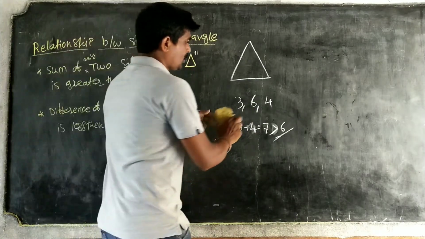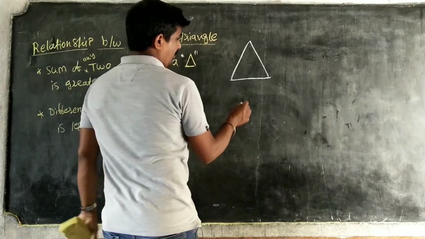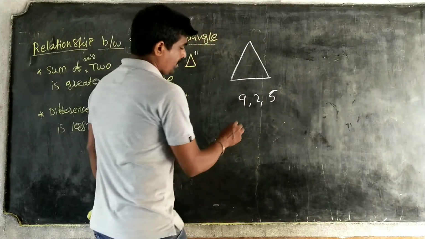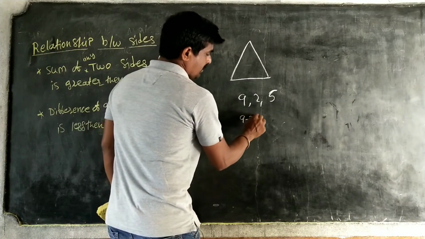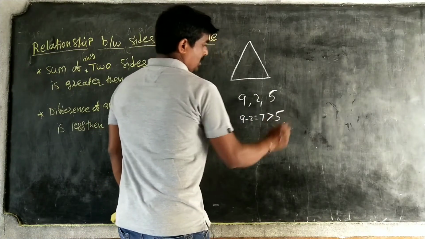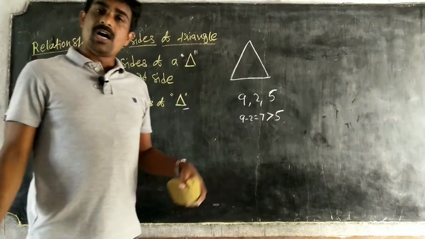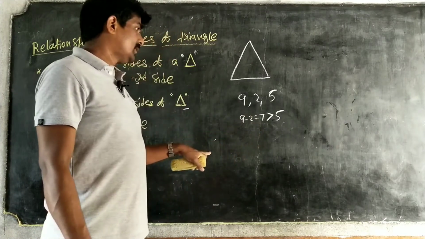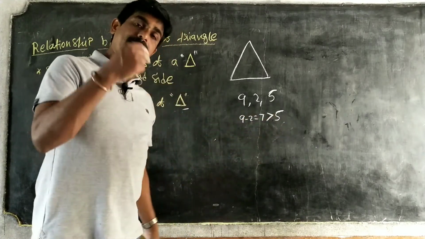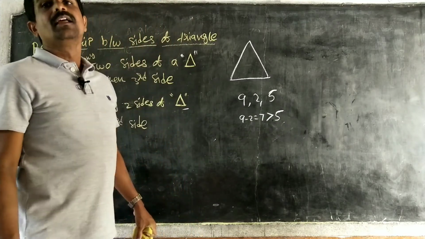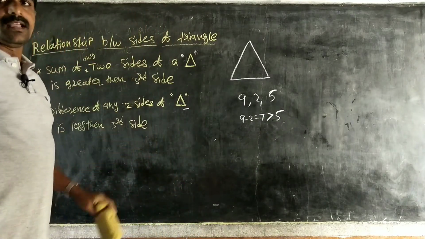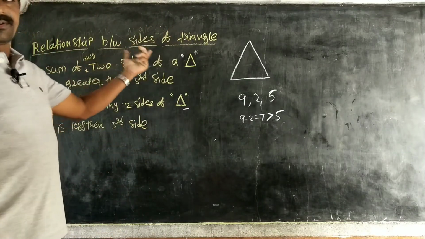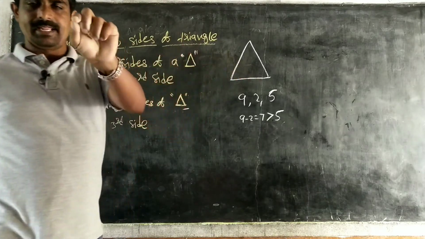So I have to take the difference of any 2 sides. For example, I am taking 9, 2 and 5. 9 minus 2 is equal to 7, and 7 is greater than 5. So using these measures, we can't form a triangle, because the difference of 2 sides is greater than the third side. It should be less than the third side, then we can form a triangle. Otherwise, a triangle is not formed. This is the relationship between the 3 sides of a triangle.